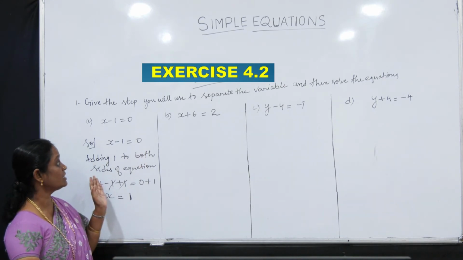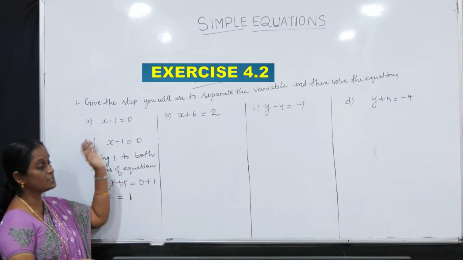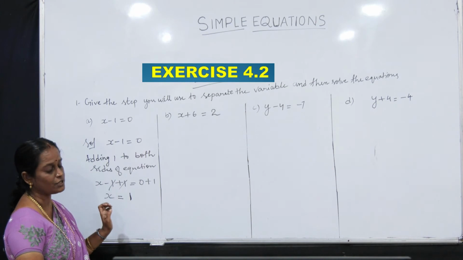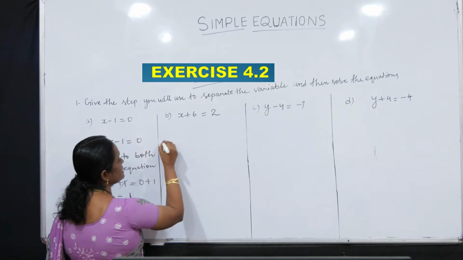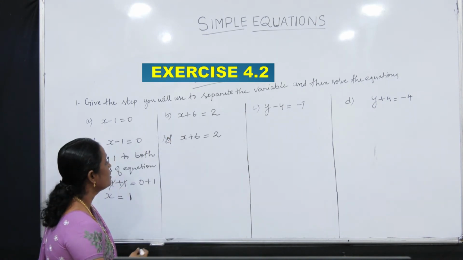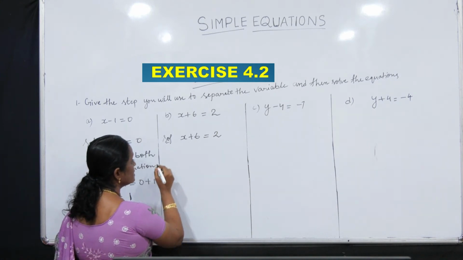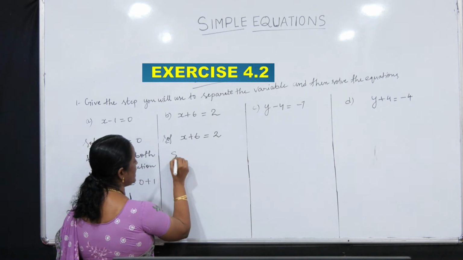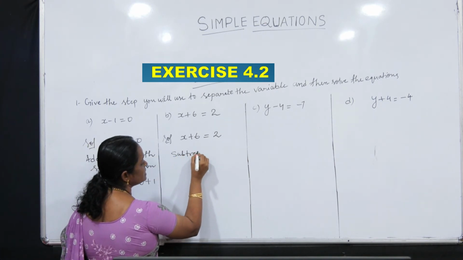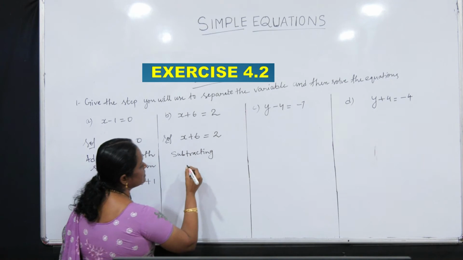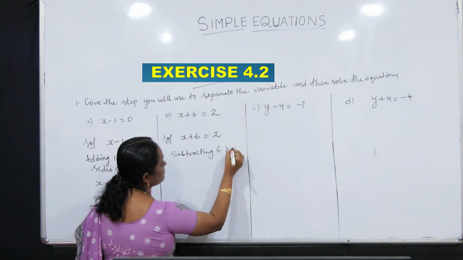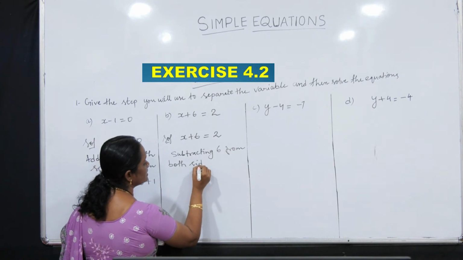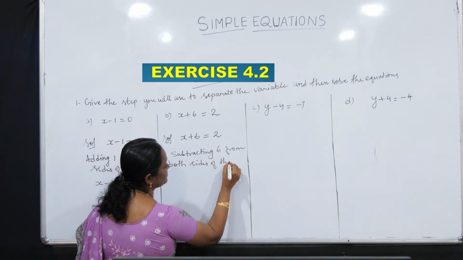Now we can also check the solution by putting x is equal to 1 in the original equation. In the LHS, 1 minus 1 is equal to 0. Now the second one is x plus 6 equal to 2. Here we have to separate the variable x. So we will be subtracting. The step is subtracting 6 from both sides of the equation.